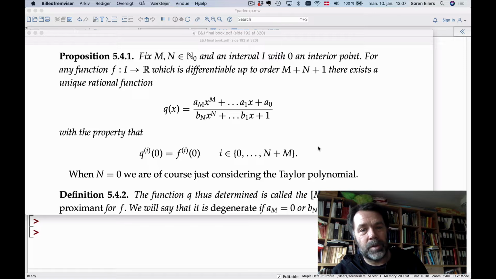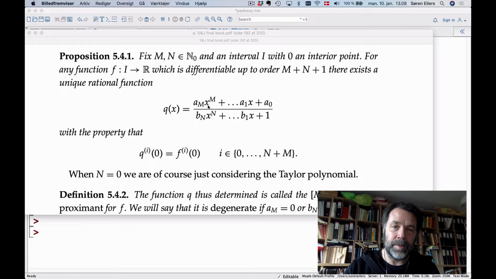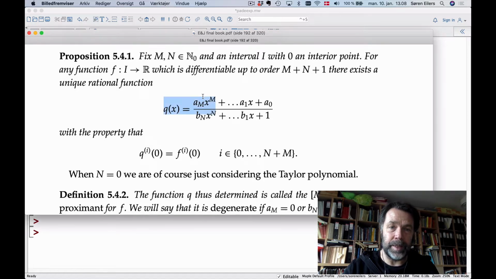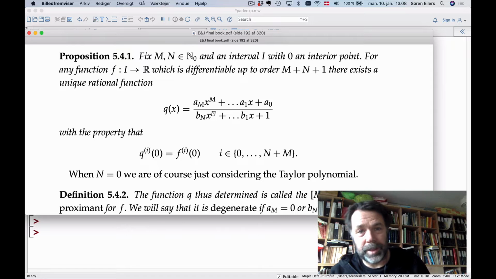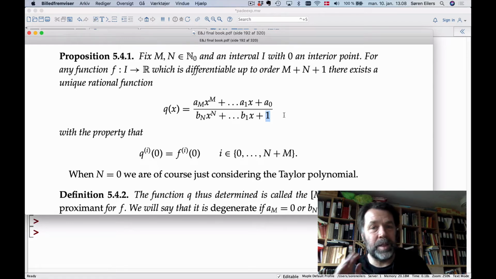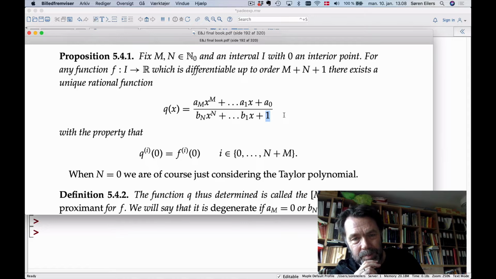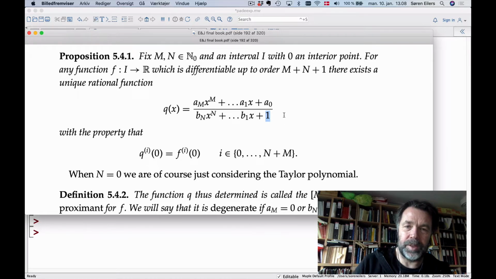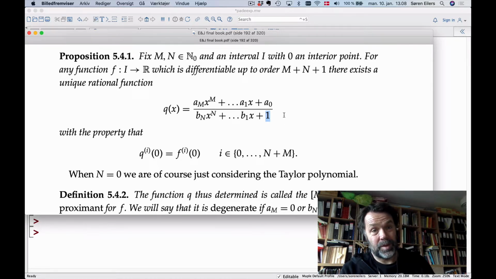I will talk about an m over n rational function, where m is the degree that I have in the numerator, and n is the degree that I have in the denominator. Also there's a scaling condition that makes me decide that b0 is always 1. That's a standard way of doing this, and it also ensures that I'm not dividing by 0.